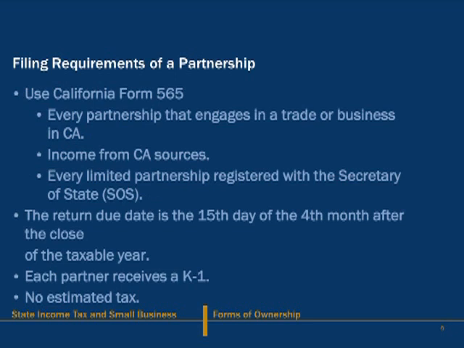A partnership has no estimated tax requirements. However, partners may be required to pay estimated taxes for their own reporting purposes. A partnership may be required to withhold taxes if the partnership distributes California source taxable income to a non-resident partner. For more information about partnership withholding, see FTB 1017, Resident and Non-Resident Withholding Guidelines.